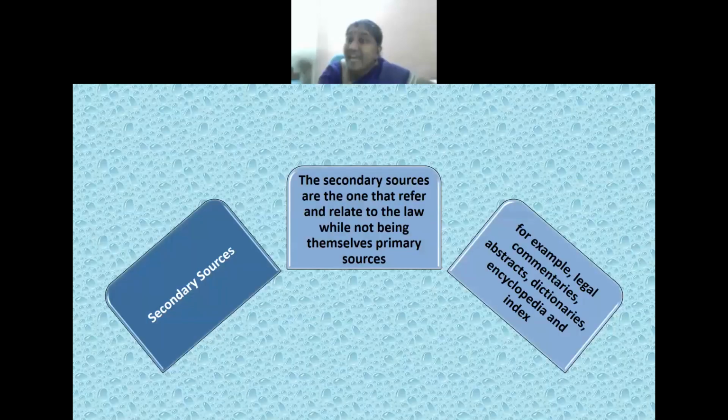Secondary sources are the ones that refer and relate to the law while not being the law themselves. It's not a statute, but legal commentaries, abstracts, dictionaries, encyclopedias, etc. I will give an example of it. Secondary sources also are very, very valuable for legal research. Sometimes we feel, I did not collect it myself, whether it is correct.